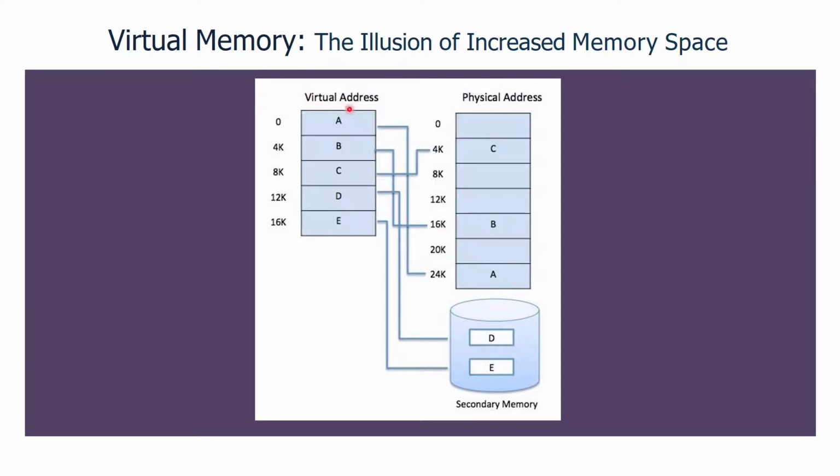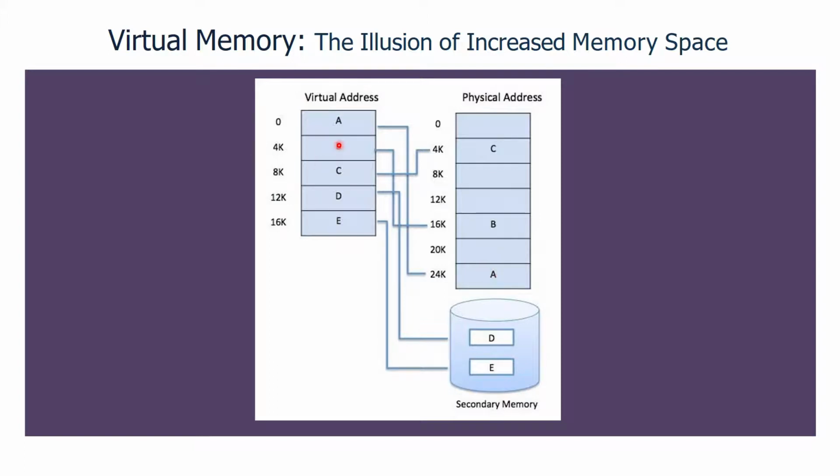Let's say that we have virtual addresses of 0, 4K, 8K, 12K, 16K. These virtual addresses hold the values A, B, C, D, E. So this is how we do our programming. But on the back end, there is the main memory and my secondary memory, the hard disk, and my different values have been saved at those places. You can see clearly that at virtual address 0 it is A, but it is available at the 24K location of the physical address in the main memory.